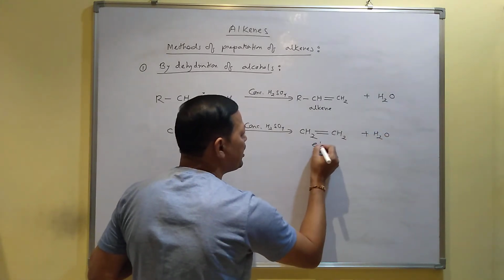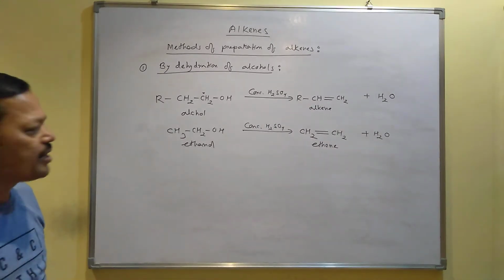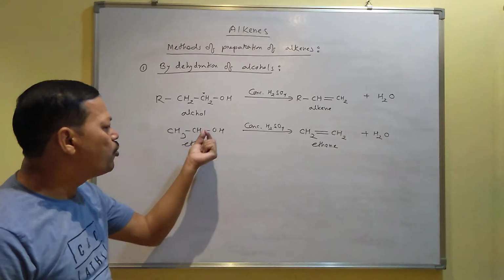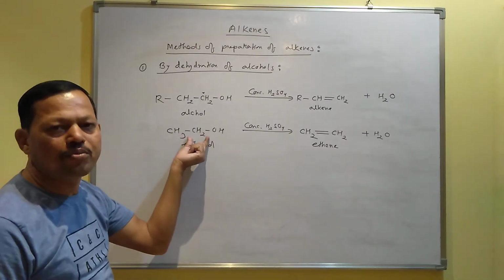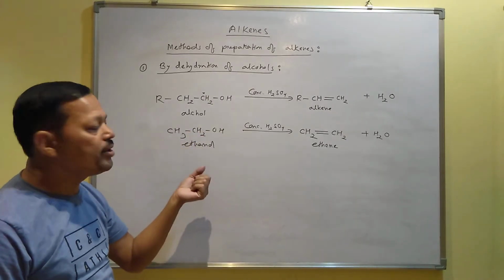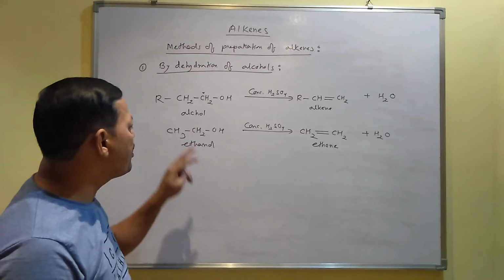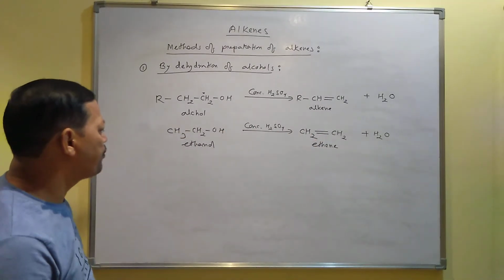You will get the ethene. This type of reaction is called an elimination reaction, in which the single bond is converted to a double bond. Some molecules are eliminated from the compound. Since a water molecule is eliminated from the compound, this type of reaction is called an elimination reaction. And in an elimination reaction, saturated compounds are converted to unsaturated compounds.